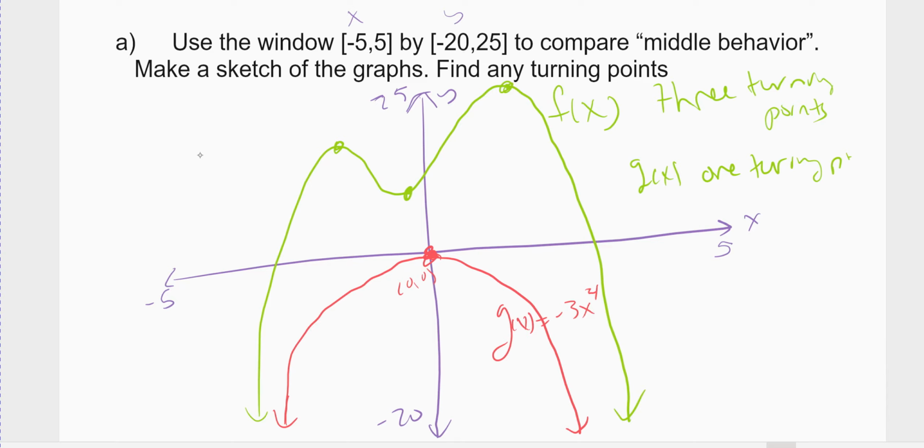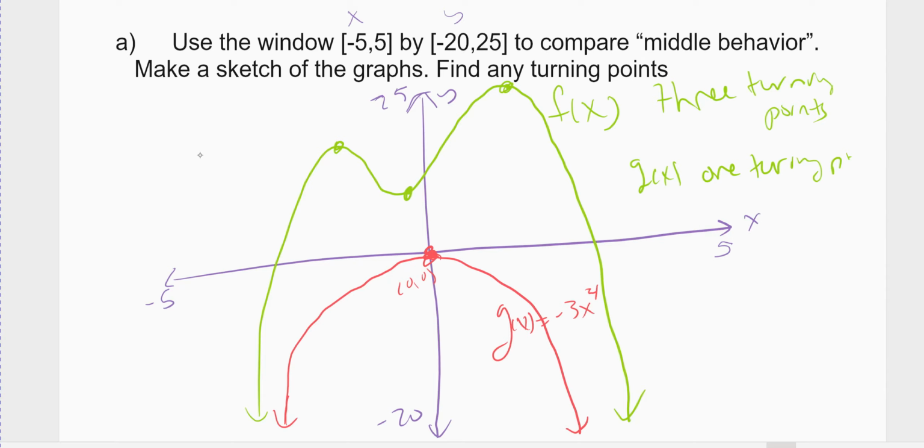But f of x has some localized maxes and mins as well, where g of x does not. G of x only has the one absolute max. F of x has an absolute max, but it also has a localized min and a localized max. All right, and so this is what's happening in the middle, toward the origin. Now we're going to blow it up.